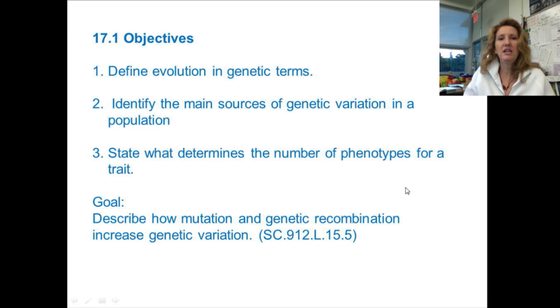So to recap here, our objectives: define evolution in genetic terms, identify the main sources of genetic variation in a population, and state what determines the number of phenotypes for a trait. Make sure you can do that because they all support a goal of describing how mutation and genetic recombination increase genetic variation.